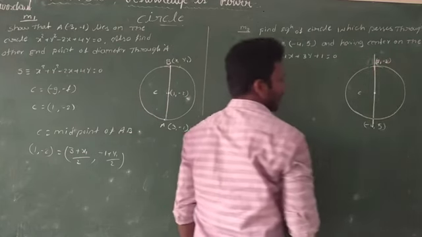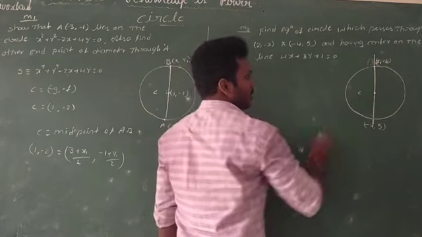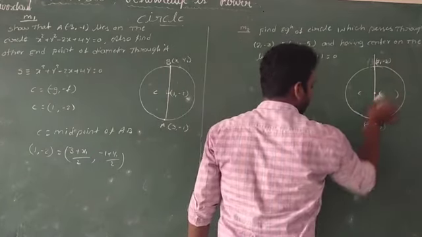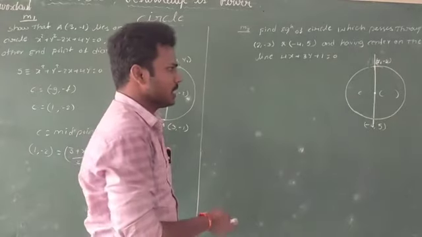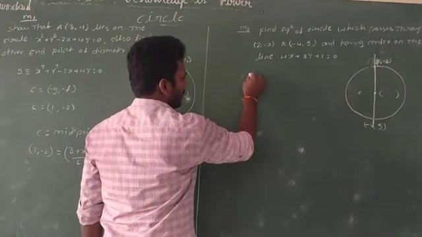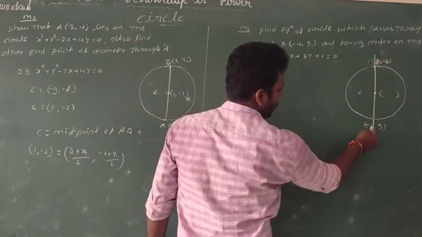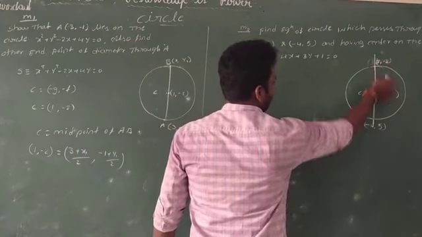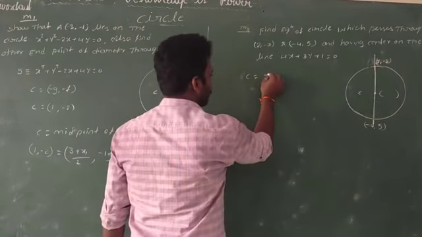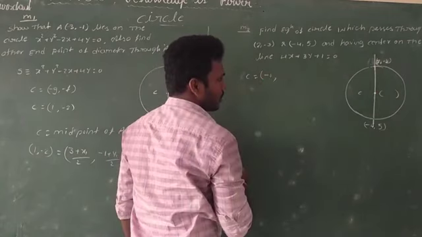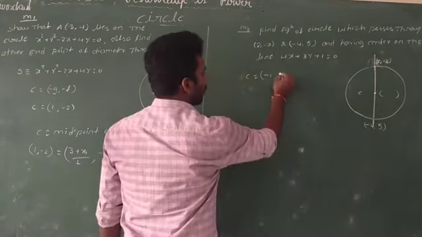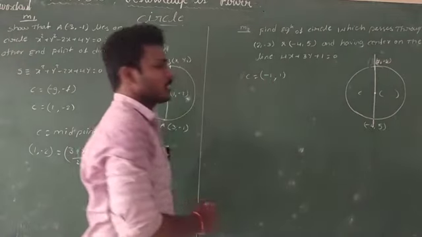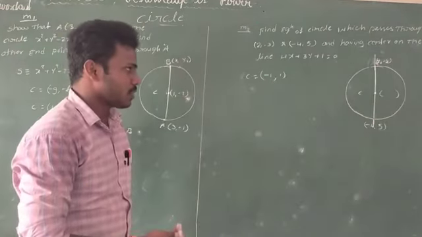So the center of the circle is the midpoint of the 2 points. That is, C is equal to the midpoint of 2 points, that is x1 plus x2 by 2, that is minus 2 by 2, is minus 1, comma 5 minus 3, that is 2 by 2, that is 1. So the center is minus 1 comma 1. Okay, center is minus 1 comma 1.